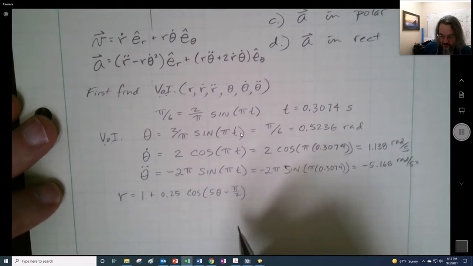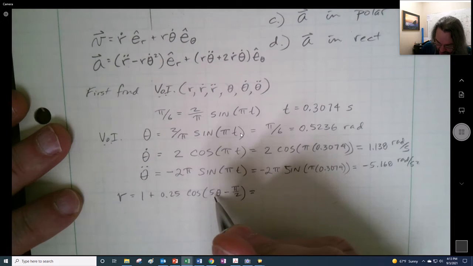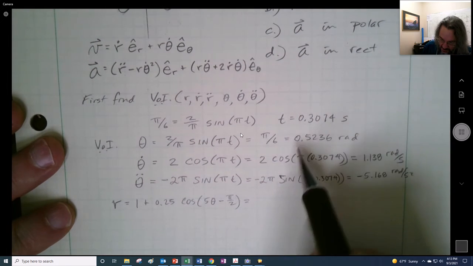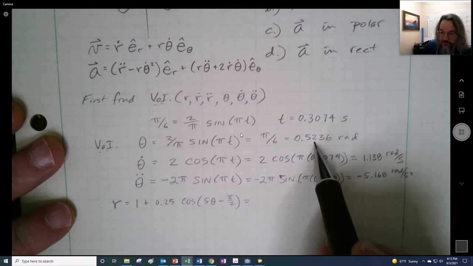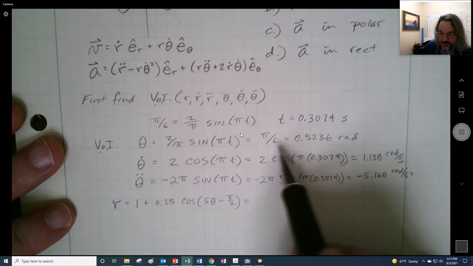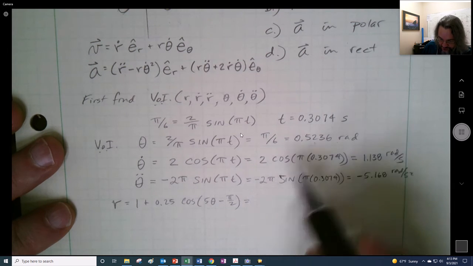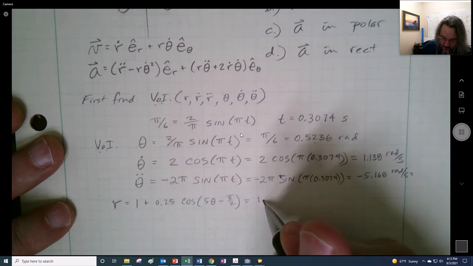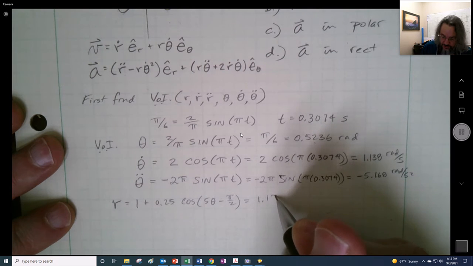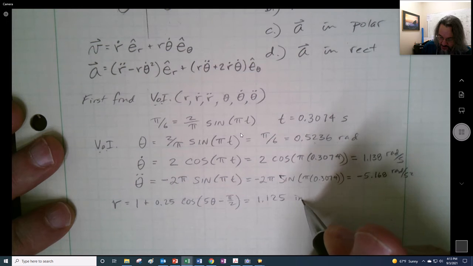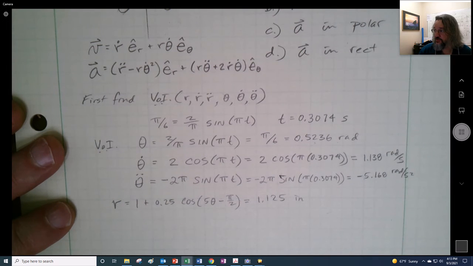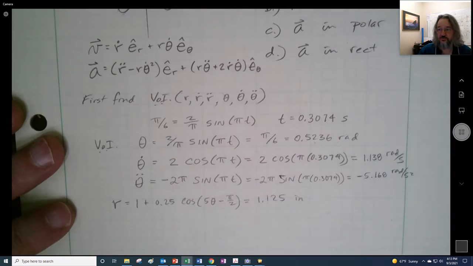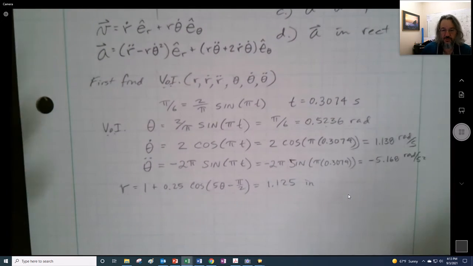Good. So put him back into place, and then I just have to put in what that value was, right? This 0.5236, which is really 30 degrees. Plug that in. You don't need to see me do that. I get 1.125 inches, and we can even just see that over here, right? So at 30 degrees, 1.125. Great.